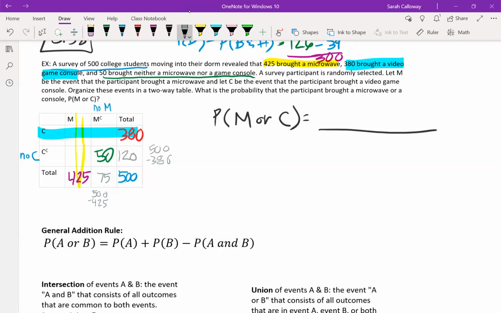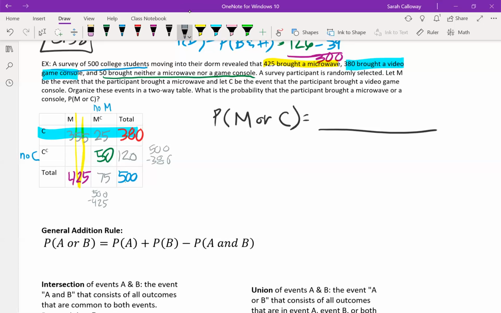Notice that now that I know those totals, I can figure out how many people didn't bring a microwave but brought a video game console. If 75 people total didn't bring a microwave, and 50 of those people didn't bring a console either, that leaves me with 25 that must have brought a video game console. And so if 380 people brought a video game console and 25 of them didn't also bring a microwave, if I subtract those two numbers, that's going to give me 355 that brought both a microwave and a video game console.